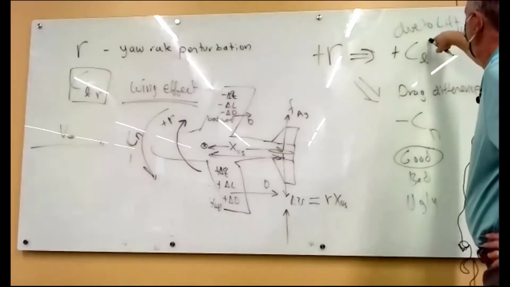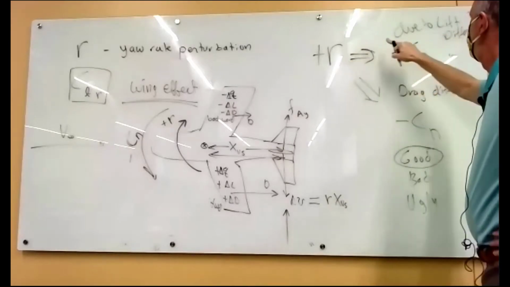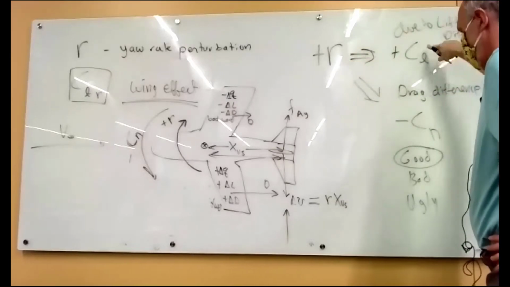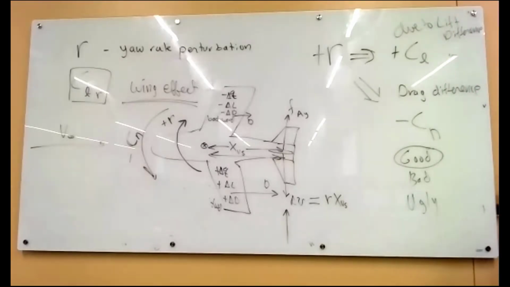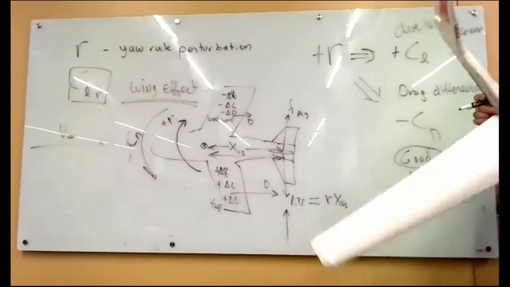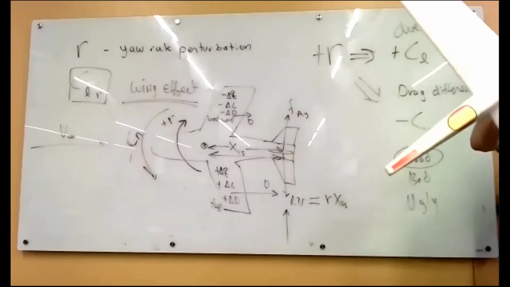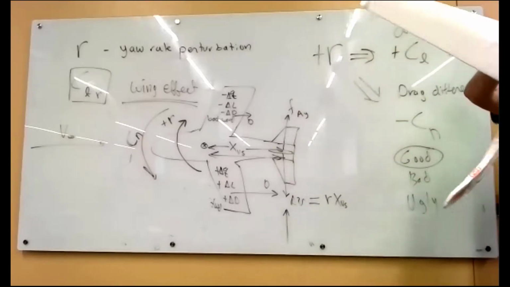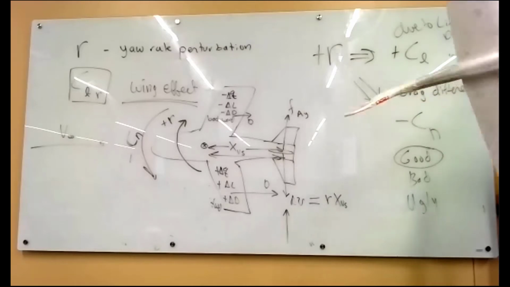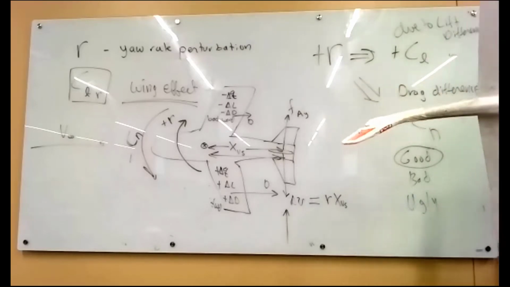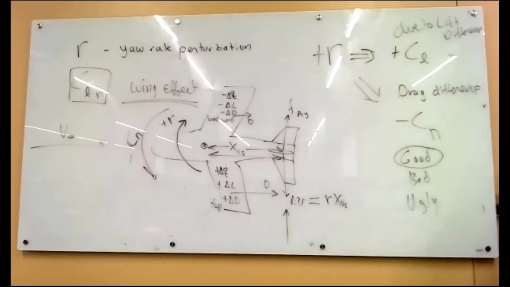So how about this? This says a yaw rate produces a positive roll. So the airplane yawing, both due to the vertical tail and the wing, is going to want to roll positive, which is this way. Is that good, bad, ugly? What do you think?